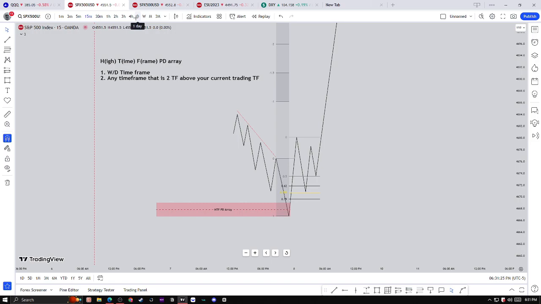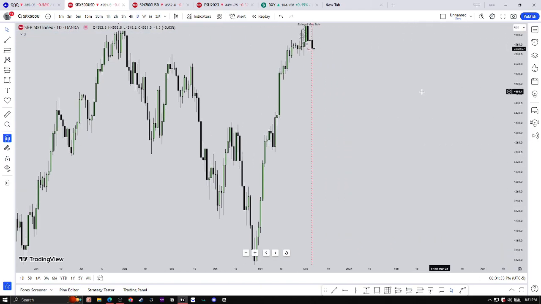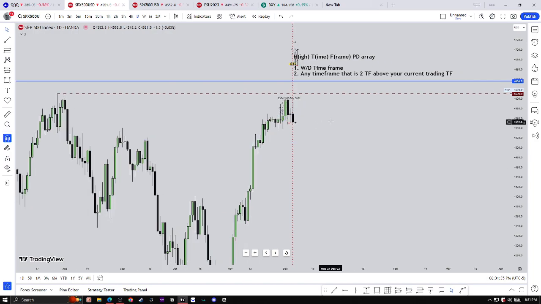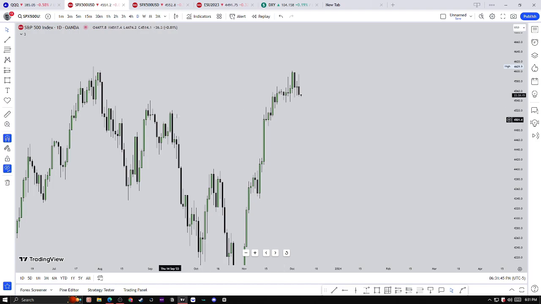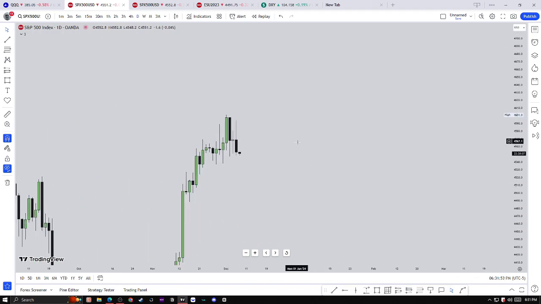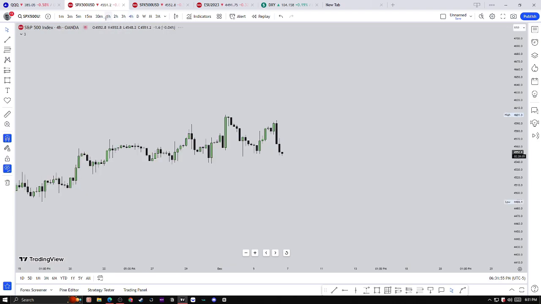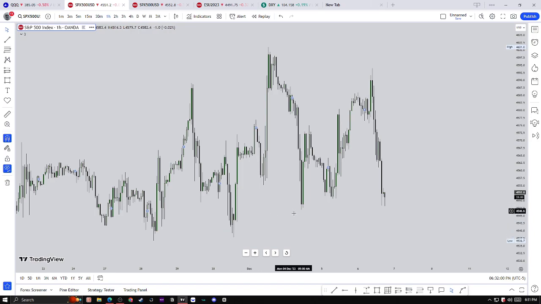Usually you want to mark out everything on the daily. But if you look at the daily right now, I can tell you there's not much you can mark out here. The PD arrays on the daily are like the fair value gaps and order blocks. You're not going to mark out a single strand of liquidity. That's done on the 4 hours, maybe the 1 hour. The 1 hour is probably the best for that, because you can really see those swing lows.